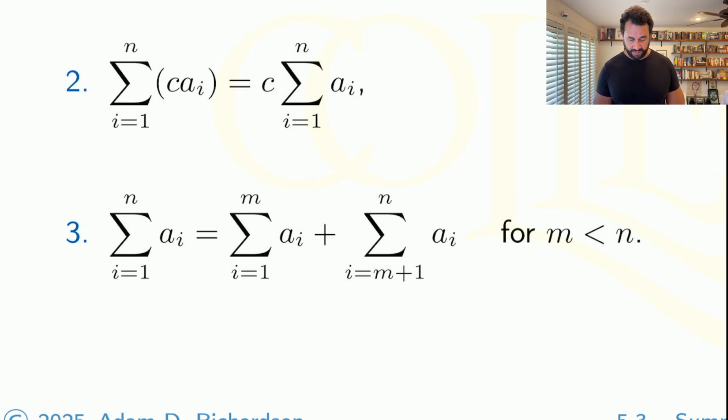So here, I'm going to split this single sum into two sums by first adding up from 1 to m, and then I'm going to add up the remaining terms from m plus 1 to n. So this, basically adding from 1 to n, is the same as adding from 1 to m, and then adding from m plus 1 to n, as long as m and n are in this order, m is less than n. And that's the basic idea.